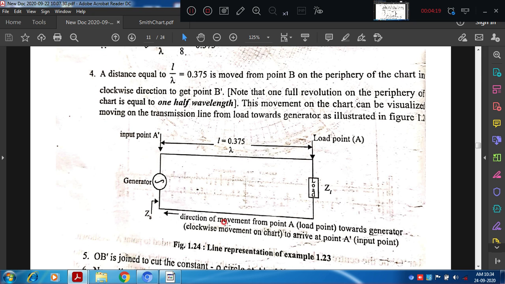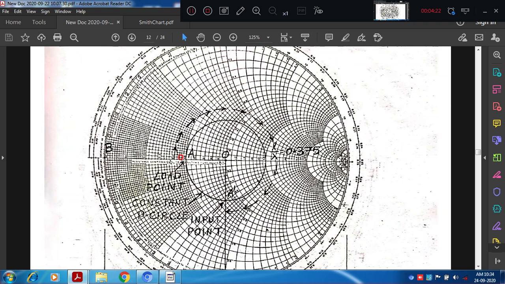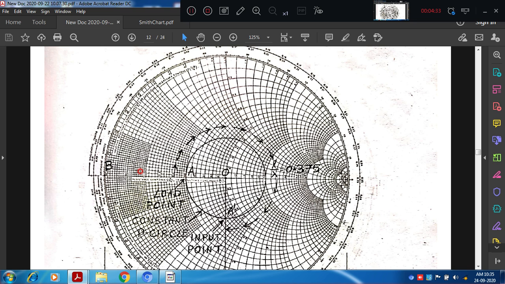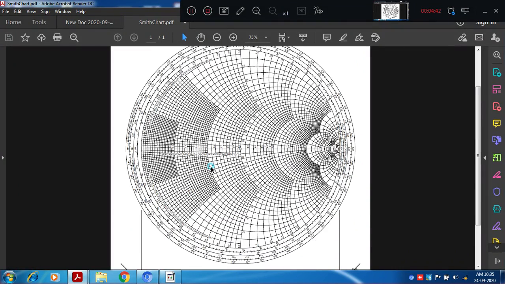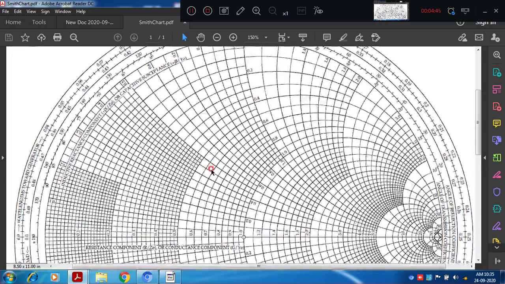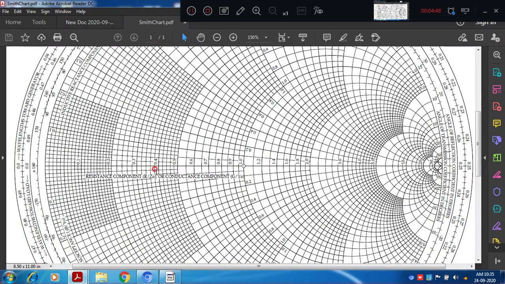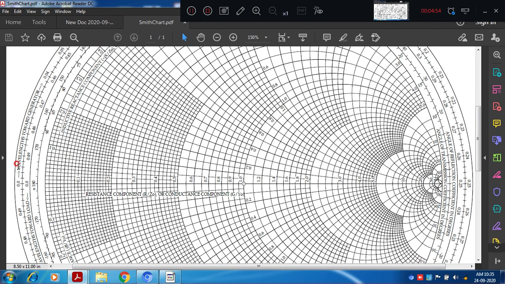But this is just a pictorial representation. How to get it on the Smith chart is very important, right? So in the Smith chart, see here, this is our load point. The corresponding wavelengths are at the periphery of the Smith chart. From this load point we need to move 0.375 distance in the clockwise direction, that is, towards the generator. You can observe here, 0.5 is our load point, and this is the wavelength scale towards the generator. How much wavelength we need to move to the generator is very important, right?